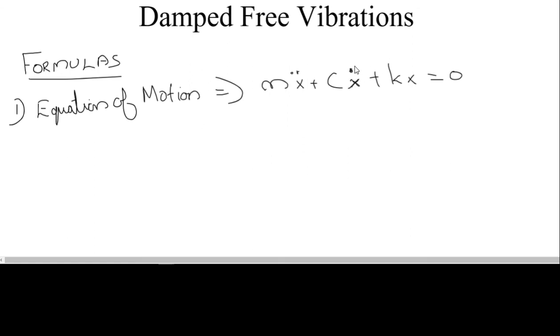Cx dot is nothing but damping force. Mx double dot is nothing but inertia force, and Kx is spring force. So sum of all forces equal to 0 is our equation of motion.